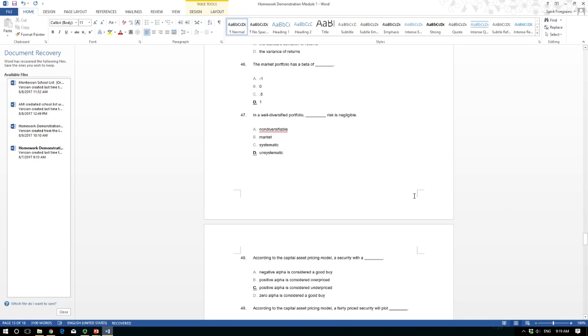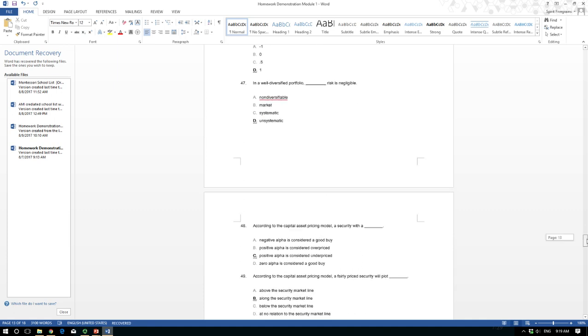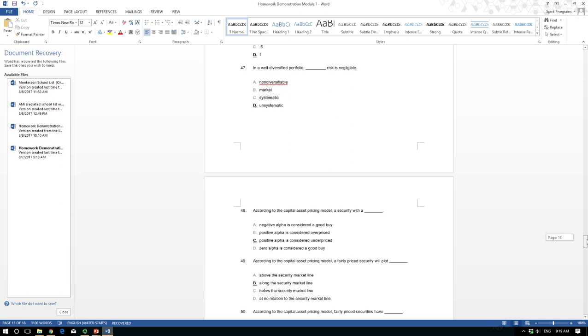Number 47, in a well-diversified portfolio, what risk is negligible? So here it's very simple: unsystematic risk, firm specific risk, unique risk, or diversifiable risk. Unsystematic risk is something that is negligible. It's supposed to be equal to zero if it's a well-diversified portfolio.